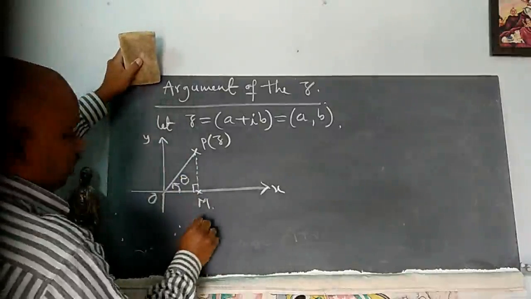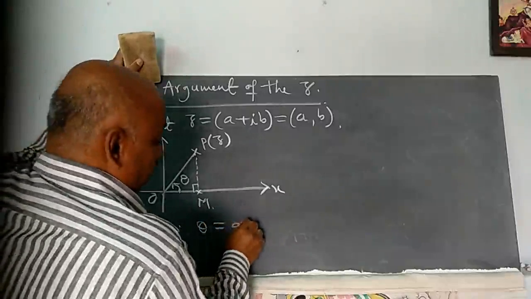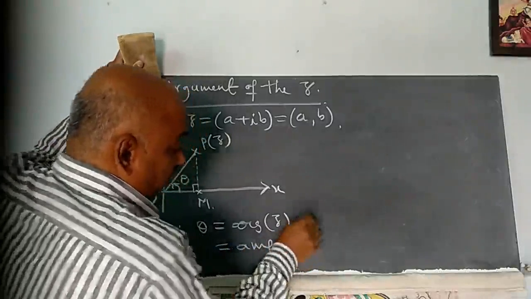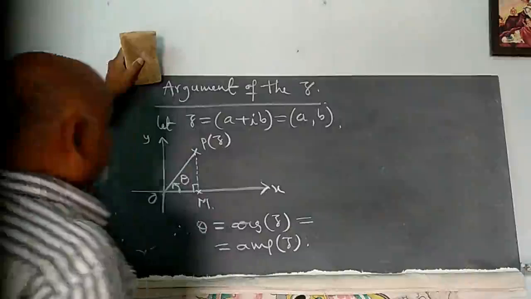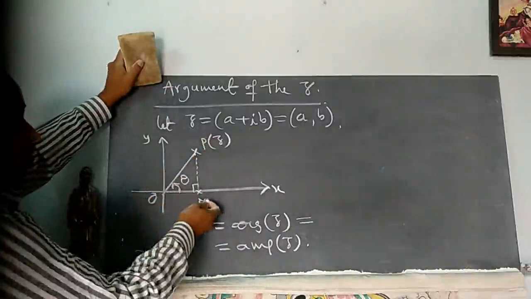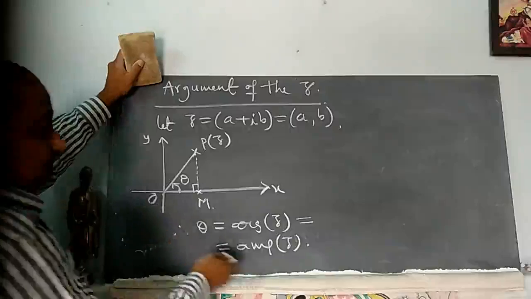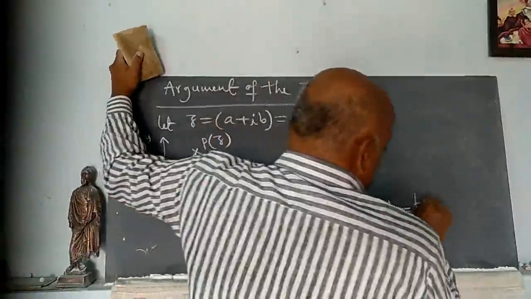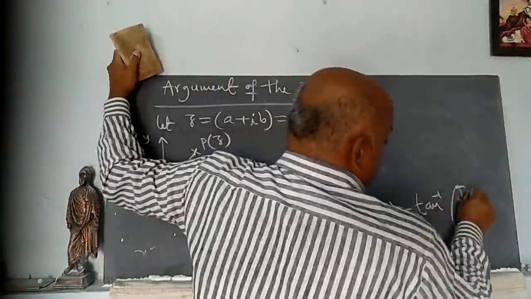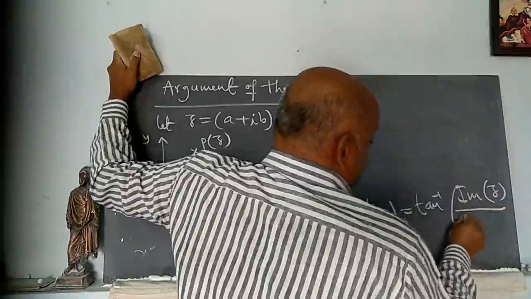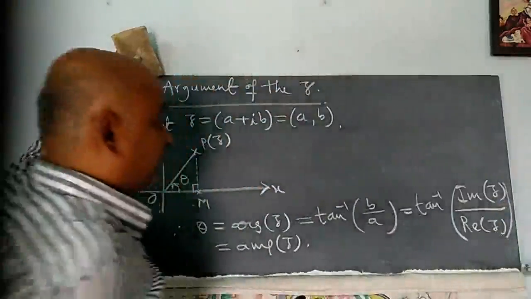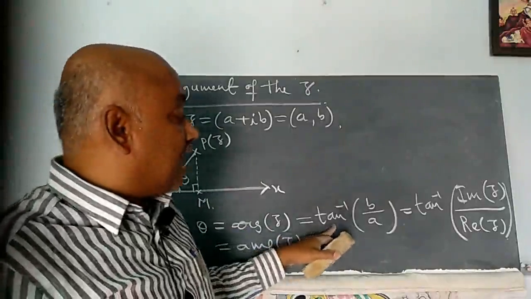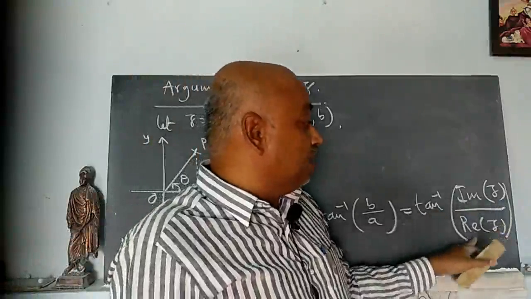The angle theta is called the argument of the complex number Z. This is also called the amplitude of the complex number Z. With respect to the right angle triangle POM, where OP is making an angle theta in the positive direction of x-axis, the argument of Z is tan inverse B by A. B is called the imaginary part of Z and A is called the real part of Z. So theta, the argument or amplitude of Z, is defined as tan inverse B by A, which is tan inverse of imaginary part of Z by real part of Z.